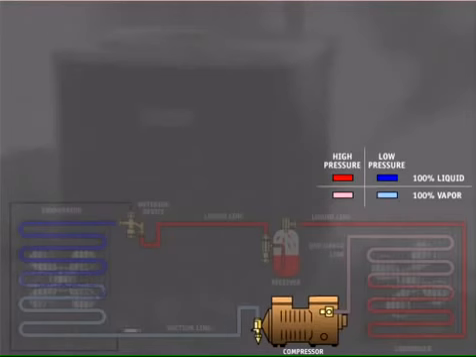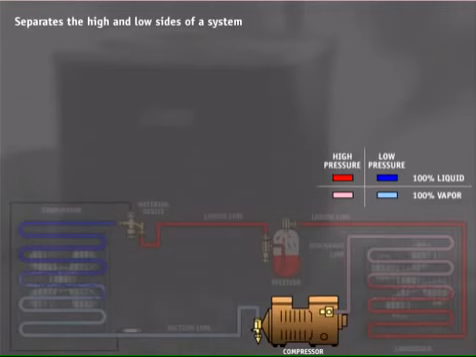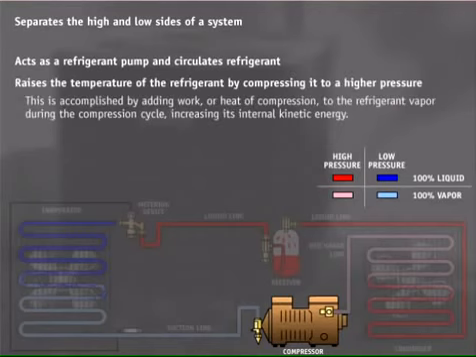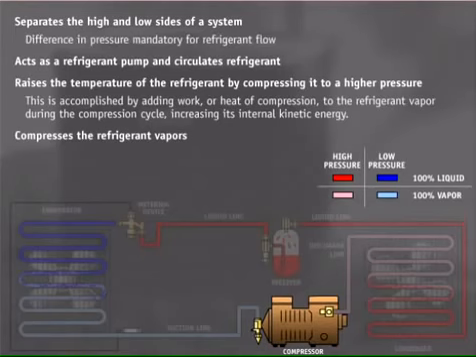The compressor serves four functions. Along with the metering device, the compressor separates the high and low sides of a system. It acts as a refrigerant pump and circulates the refrigerant through the system. It raises the temperature of the refrigerant by compressing it to a higher pressure, and it compresses the refrigerant vapors, tightly packing the molecules together. A pressure separation or difference in pressure is mandatory for refrigerant flow in a system. Without the compressor as a refrigerant pump, refrigerant could not reach other system components to perform its heat transfer functions.